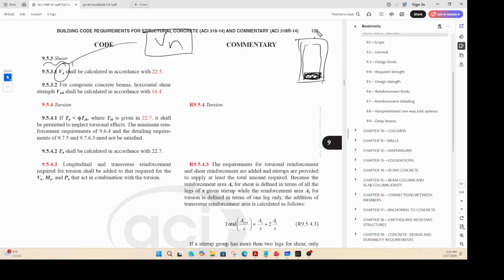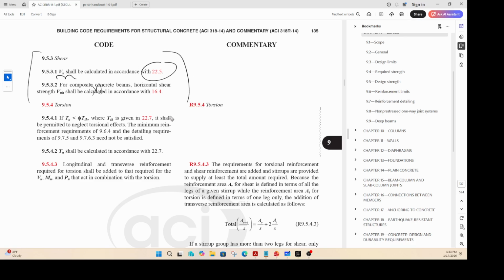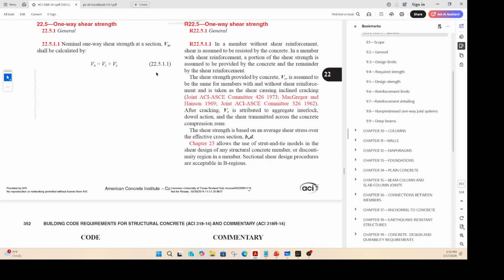The shear is taken by concrete, we call that Vc. A portion of it is taken by concrete, and a portion of it is taken by the transverse reinforcement, that reinforcement. So Vs. So in other words, Vn has to be calculated from that chapter. We are not talking about composite, so we're not talking about this one. So let us see how Vn can be calculated from that section there. It's a pretty interesting section. The good thing is it's very clear.